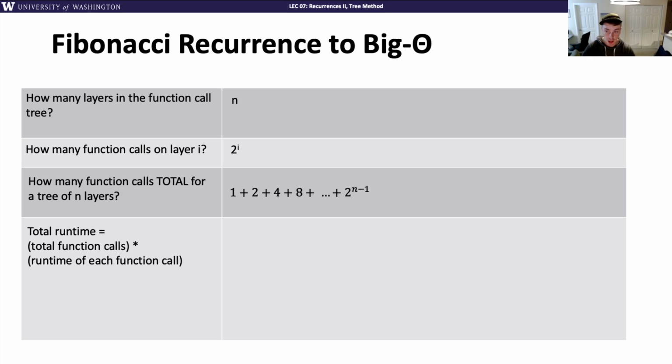So here, the total runtime is going to be the total number of function calls times the runtime of each function. So we have 1 plus 2 plus 4 plus 8 plus ... plus 2 to the n minus 1 times some constant work.